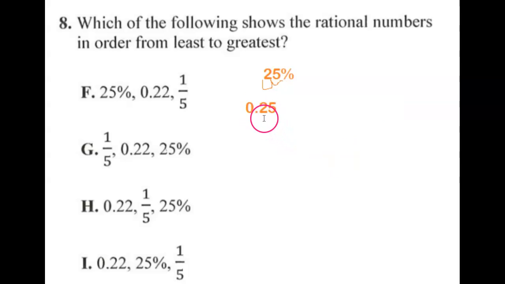So 0.25, right? So it'd be the opposite, right? If I had a decimal here and I went to the right 2 times, that's how I get my percent. That's how I turn these back and forth. So now I have 0.25, then I have 0.22, and then 1/5. And now 1/5, we would do the same thing we did on the last question, where I would go in and out to figure out what decimal it would be, right?